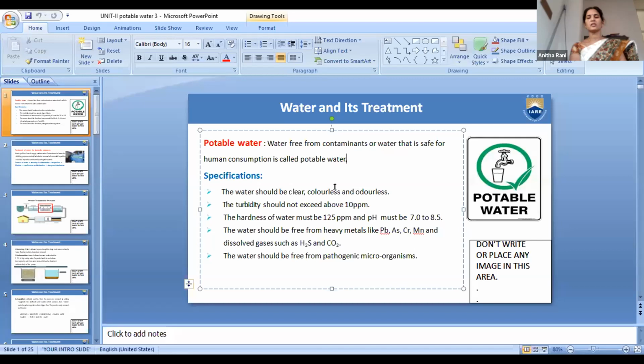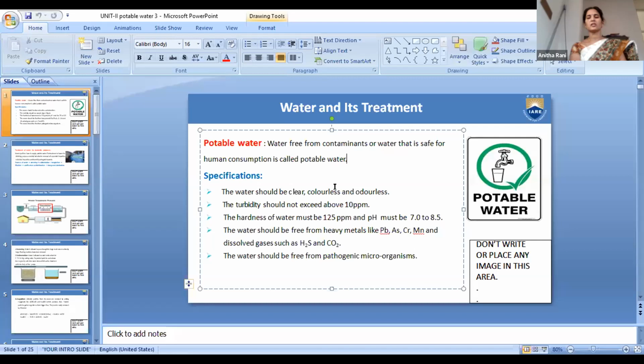Safe to drink. What is it? Water that is free from contaminants and safe for human consumption is called potable water.